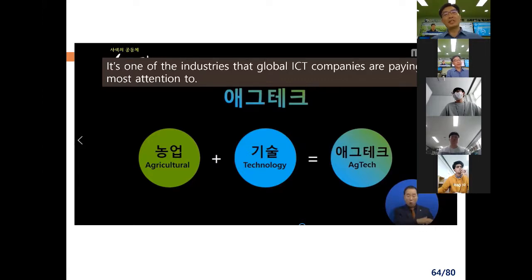Have you ever heard of AgTech? This is one of the industries that global ICT companies are paying most attention to. It is a combination of agriculture and technology. It means applying advanced technologies such as AI, IoT, big data, machine learning, drones, and robots to the entire process from sowing to harvesting of agricultural products. AgTech's market is led by US companies such as Google and Microsoft, and Chinese companies such as Alibaba, Tencent, etc.